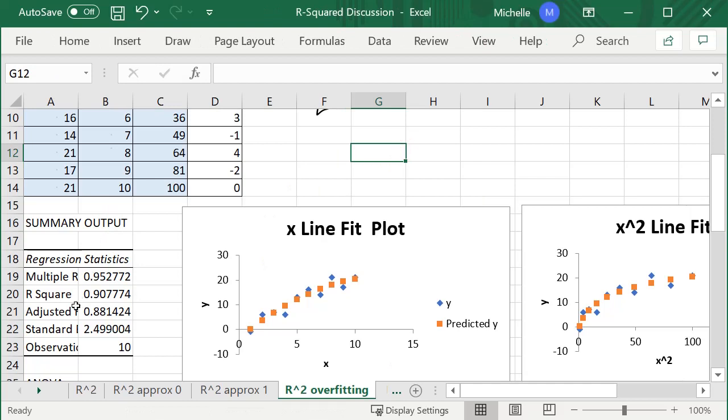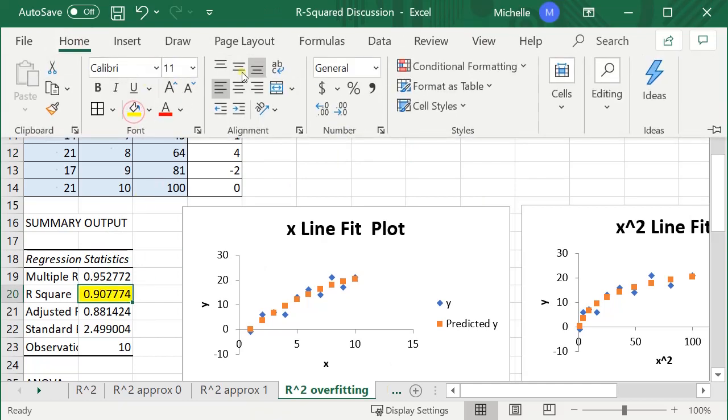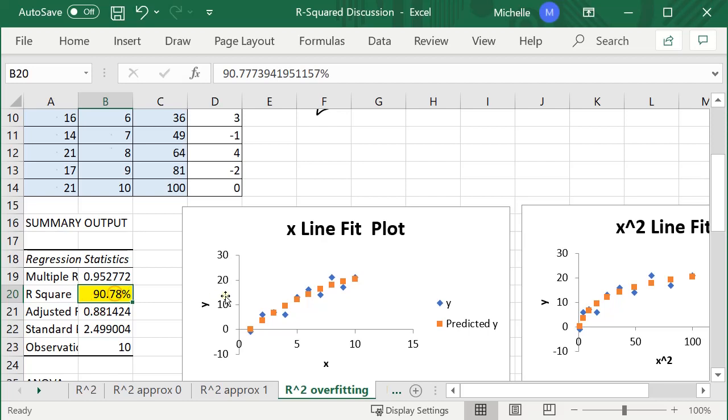Okay, and let's see, what is our r squared value? Let me go ahead and change that to a percentage and have more decimals. Okay, look at that. It went up. It's 90.78% of the variability in y is now being explained by our model. It looks like we just created a better model, right?